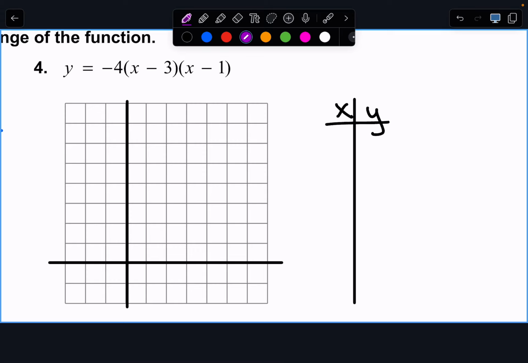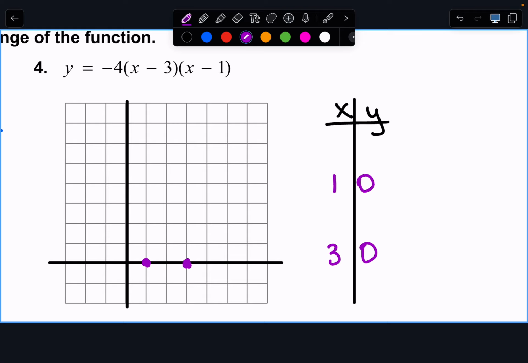Miles, where are our 2 intercepts? 3 and 1. Okay. So 1, 0 and 3, 0. Tell me something we know about this parabola based on its A value. It's up. It's negative. You mean it's upside down? Yeah, that's what I meant.